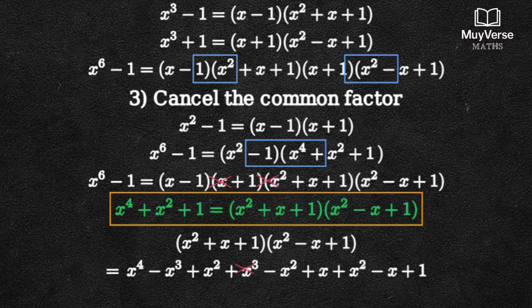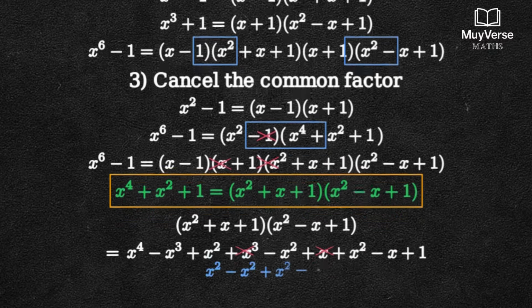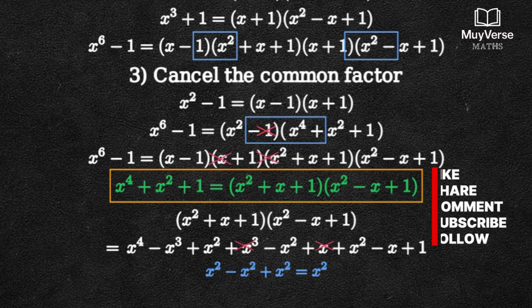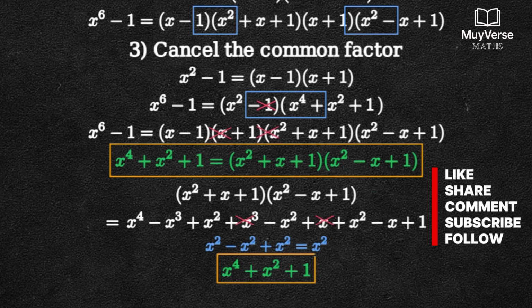The plus x^3 and minus x^3 cancel. The plus x and minus x cancel. For the squared terms, x^2 - x^2 + x^2 leaves just 1x^2. So the result is exactly x^4 + x^2 + 1.